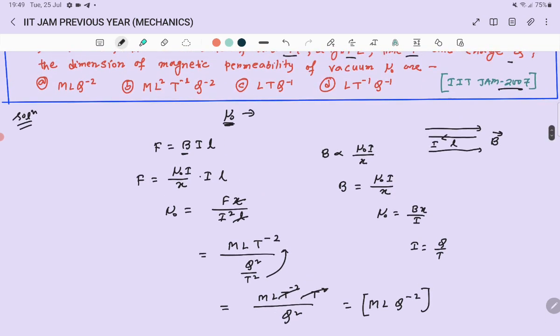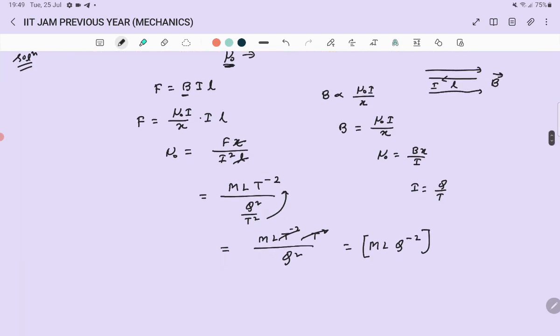So let me check the answer. m L q to the power minus 2. So our option A is correct. Okay, now let us move to the next question.